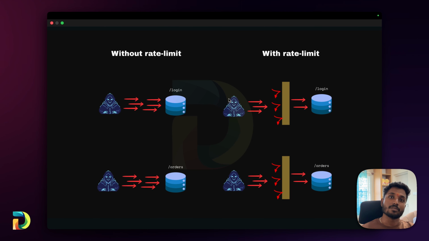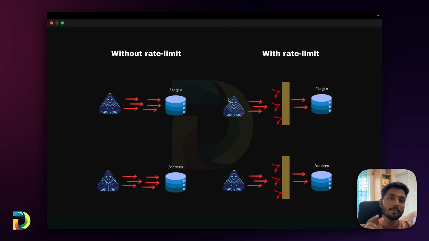Okay, so let's start with the question, why? Why do we even need this? See, the first thing is, let's assume that we have a login and an orders endpoint. Okay, so without rate limiting, an attacker can send thousands of requests per second trying to guess a password of the user, which is both a security risk as well as a load on the server.